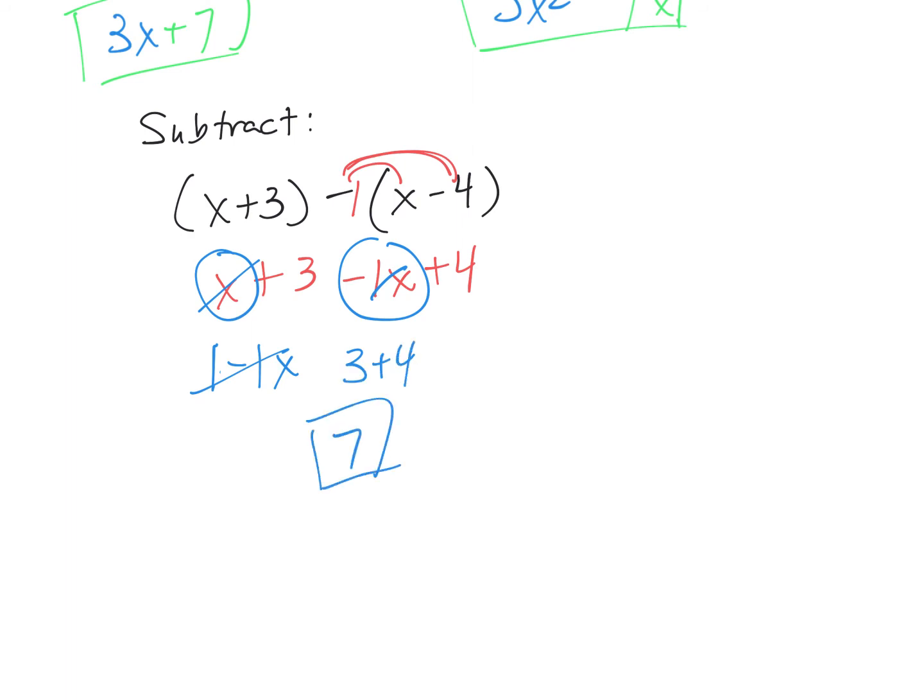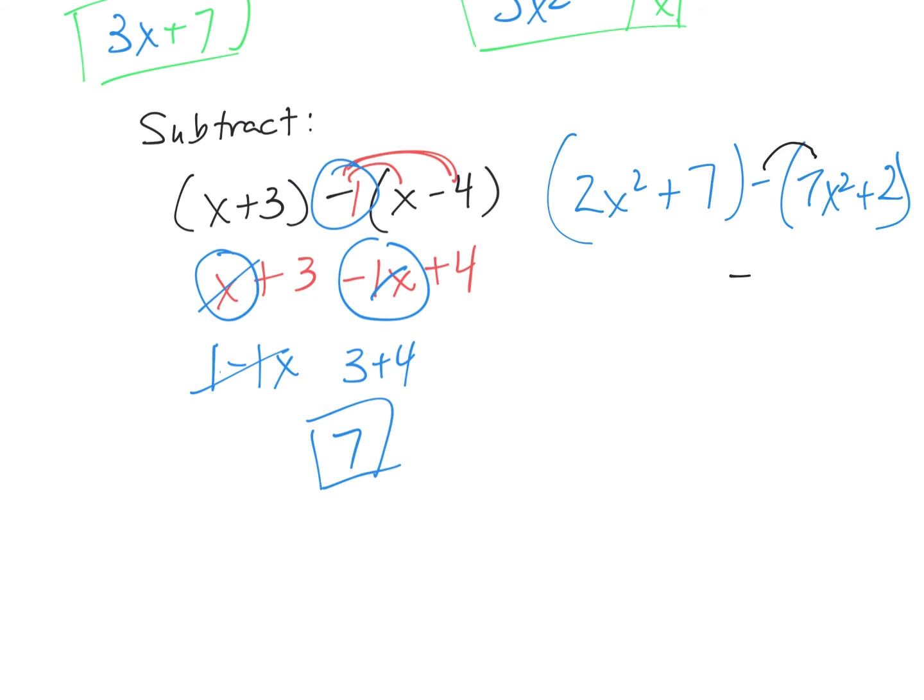So remember, with that subtraction sign, you need to distribute. So let's say if we have 2x squared plus 7 minus 7x squared plus 2. I don't know, we'll just flip our numbers around, okay? So this negative 1, we're going to distribute. So this becomes negative 7x squared. Distribute from here to here, and then we get negative 2. So there's a 1 there. I'm going to bring the 2x squared plus 7 down.